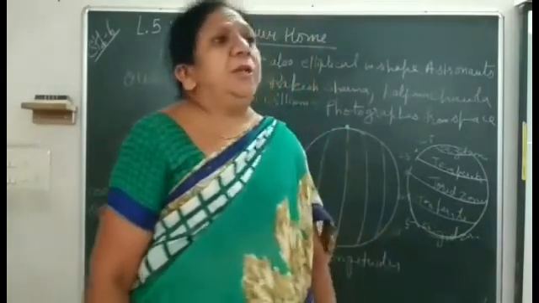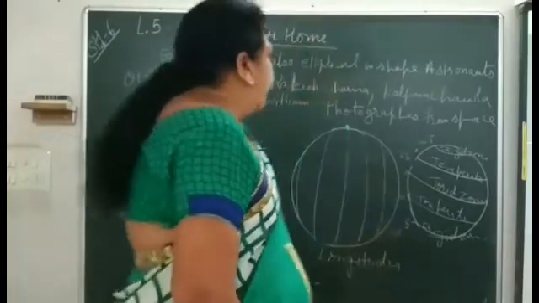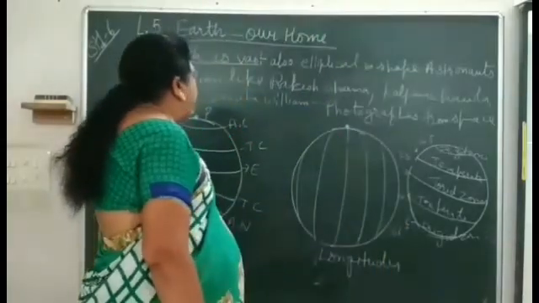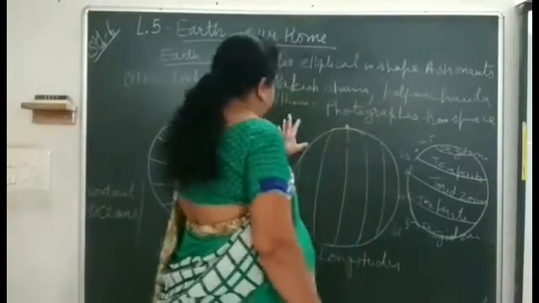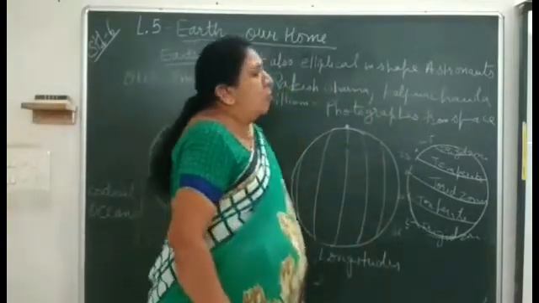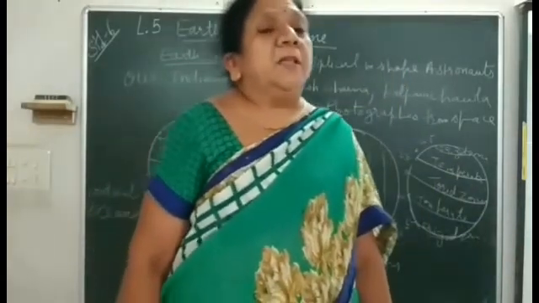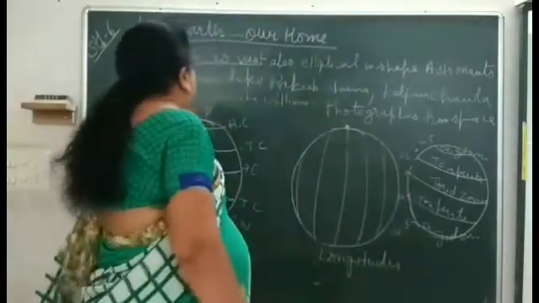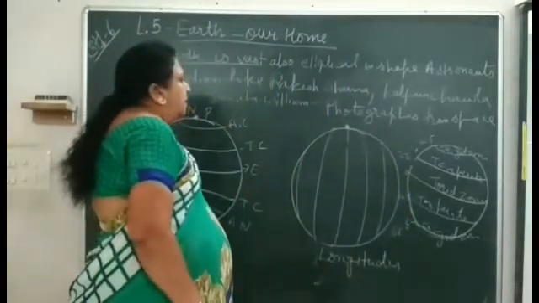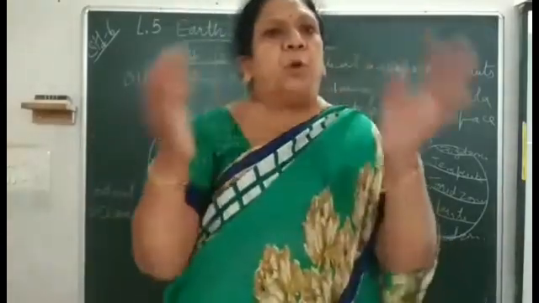In your textbook there are many astronauts, foreigners and Indians. In your book the Indian astronauts' names are given: Rakesh Sharma, Kalpana Chawla, Sunita Williams, who went to space. Understand this? This shows that Earth is elliptical. Now you have seen the globe, I have shown you the globe.